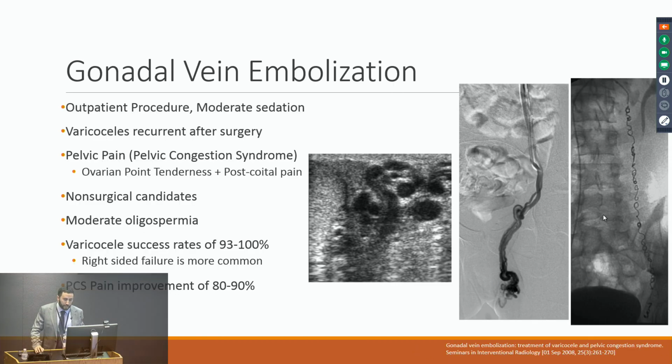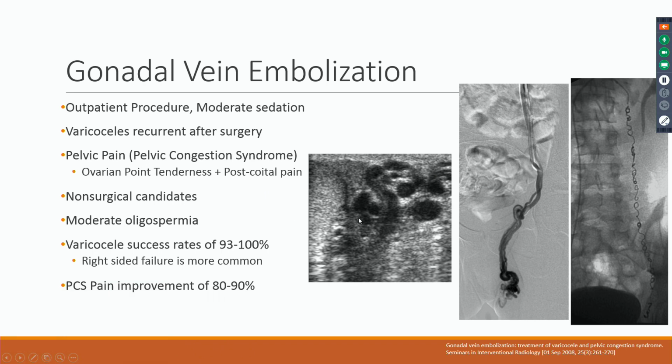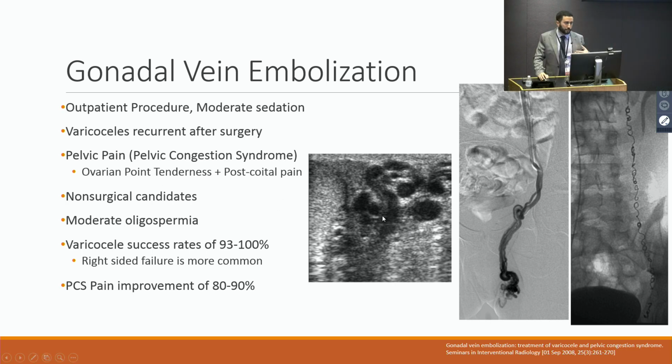Same vein, gonadal vein embolization. So patients who have scrotal varices or they have pelvic congestion syndrome. This applies to both men and women. So men get varices, they have scrotal pain, they have some issues with fertility, or they have a woman who's got postcoital pain or tenderness down in her pelvis over the area of her ovaries. They sometimes have this condition where their gonadal veins become big and engorged.